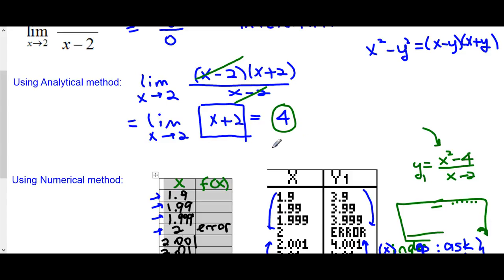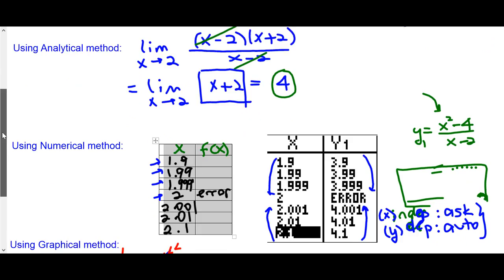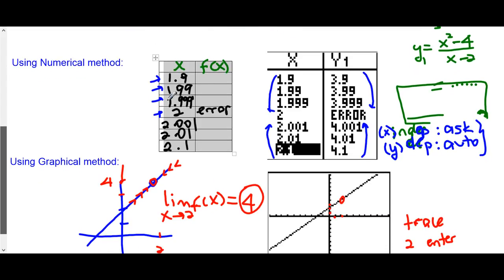Occasionally, if there's a very high degree function, say fourth degree, fifth degree, and it cannot be factored, in that case, I would say, okay, use any other method. So it's important for you to know how to use your calculator to be able to get an answer in case the function cannot be factored. But be prepared to show all work.